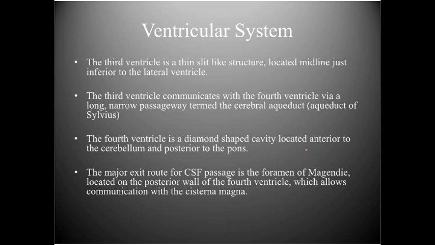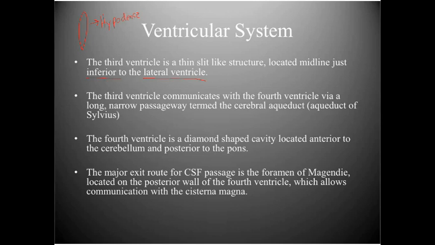The third ventricle is a thin slit-like structure located midline, just inferior to the lateral ventricle. So the important thing to keep in mind is that the third ventricle is going to be inferior to the lateral ventricle. And when we mean slit-like, it's going to have an oval-shaped appearance. It's going to be hypodense, and so you probably want to put that into your notes, meaning that it's going to have the appearance of a black shade.